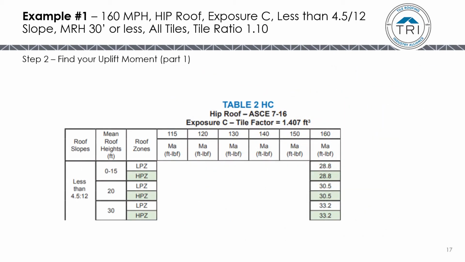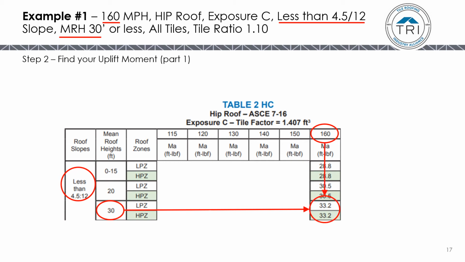So we go to step 2, finding our uplift moment, part 1. We go to table 2 HC, 160 miles an hour, we go to our roof slope of less than 4 on 12. We go to the mean roof height of 30 foot, and we find our LPZ and HPZ are the same at 33.2.